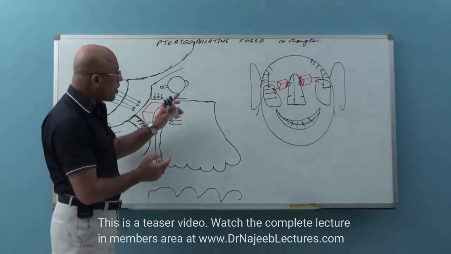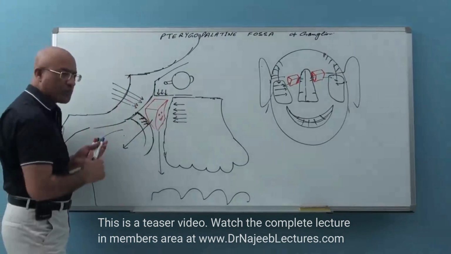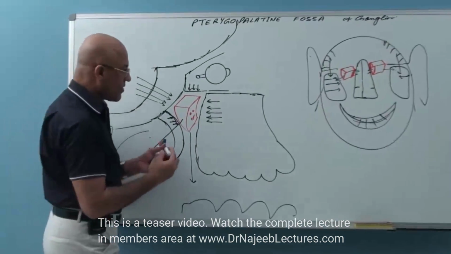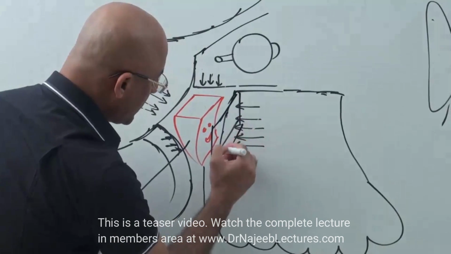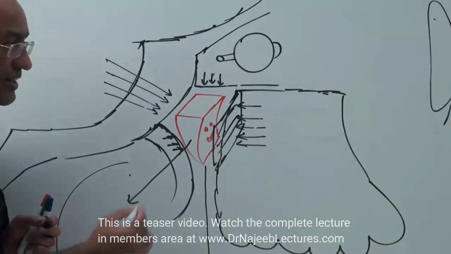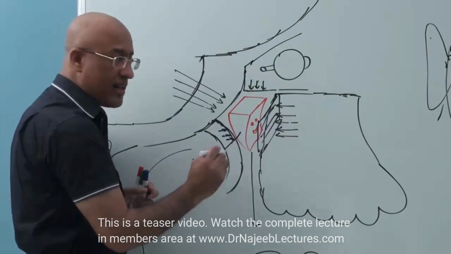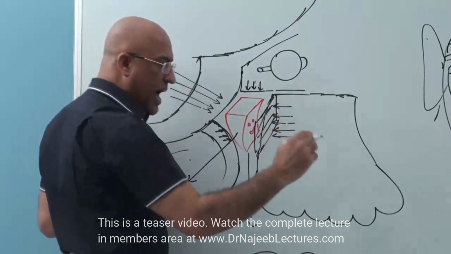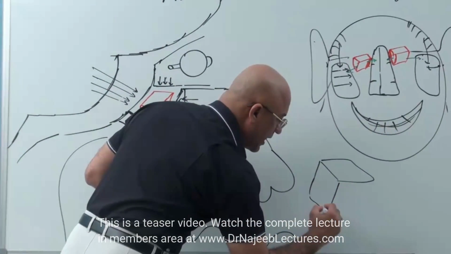Now we'll talk about the bony boundaries. It's very simple. What are the boundaries of this fossa? First of all, this part, what is this? Maxilla. This is in front, the anterior boundary. The anterior boundary is made by what? Maxilla. Now if I look at the maxilla from the back, let me make a very simple diagram of the maxilla.